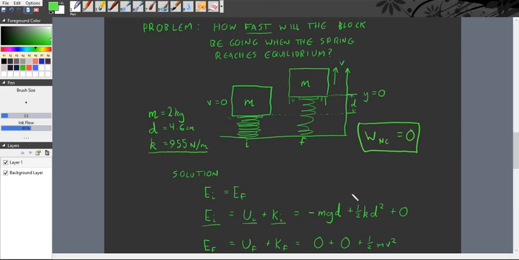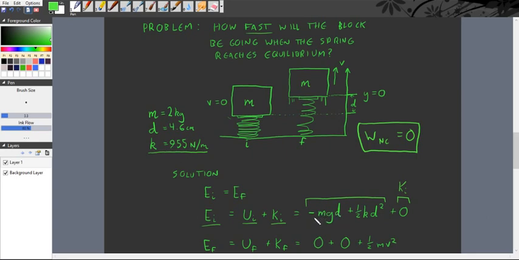Now, let's look at what these terms actually are. These first 2 together, that's going to be our initial potential energy. And this here, this 0, well, you guys probably already know this. This is your initial kinetic energy. Remember, the block is not moving before the spring is released. It's just resting there, kind of like a jack-in-the-box.